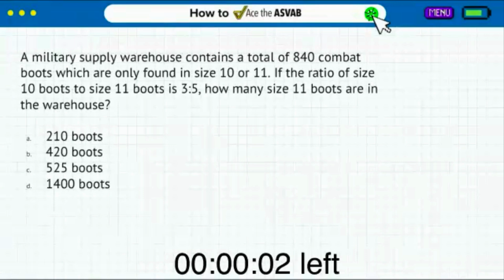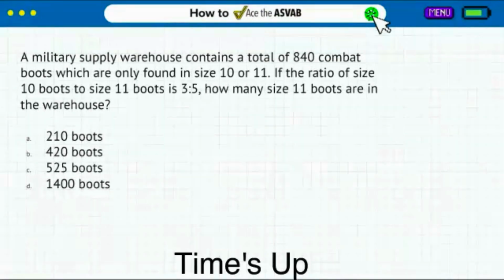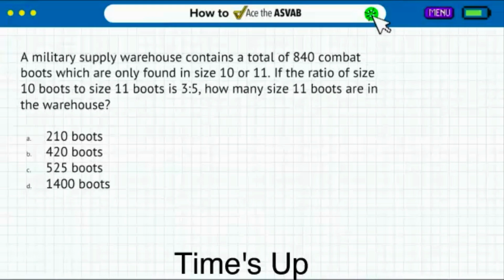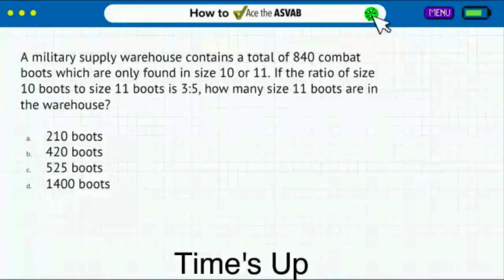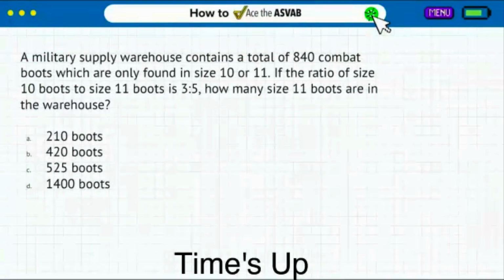Looking at our final 3, 2, 1, and time. My party people, go ahead. Put those answers in. What do we have, everybody? Let's go. Let's see. What do we have?